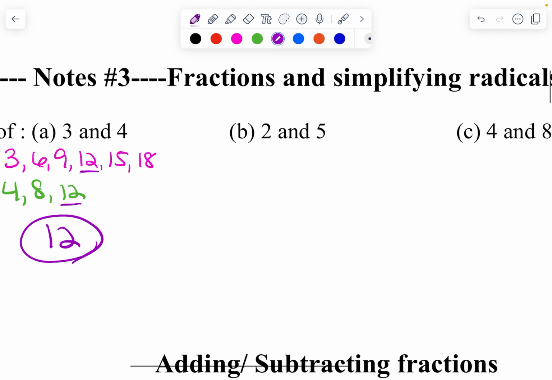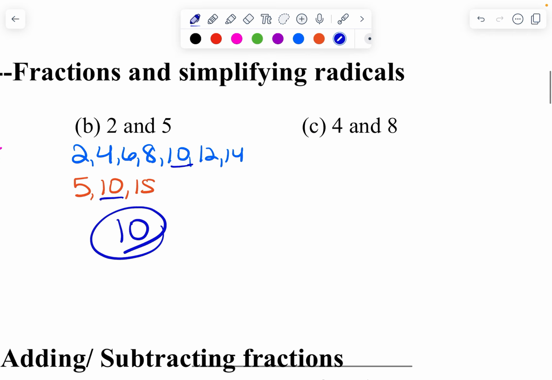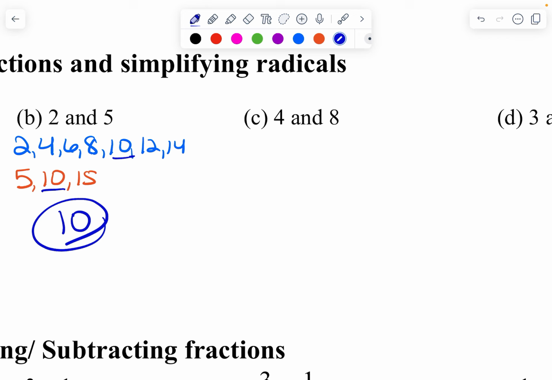I can do the same thing for part B. If I count by twos, 2, 4, 6, 8, 10, 12, 14. I kind of, at a certain point, run out of steam. If I need to put more numbers up there, I will. I'm going to count by fives now. So 5, 10, 15. And actually, I already put too many up there because 10 is the least common multiple there. Okay? So next little part here, we've got 4 and 8.